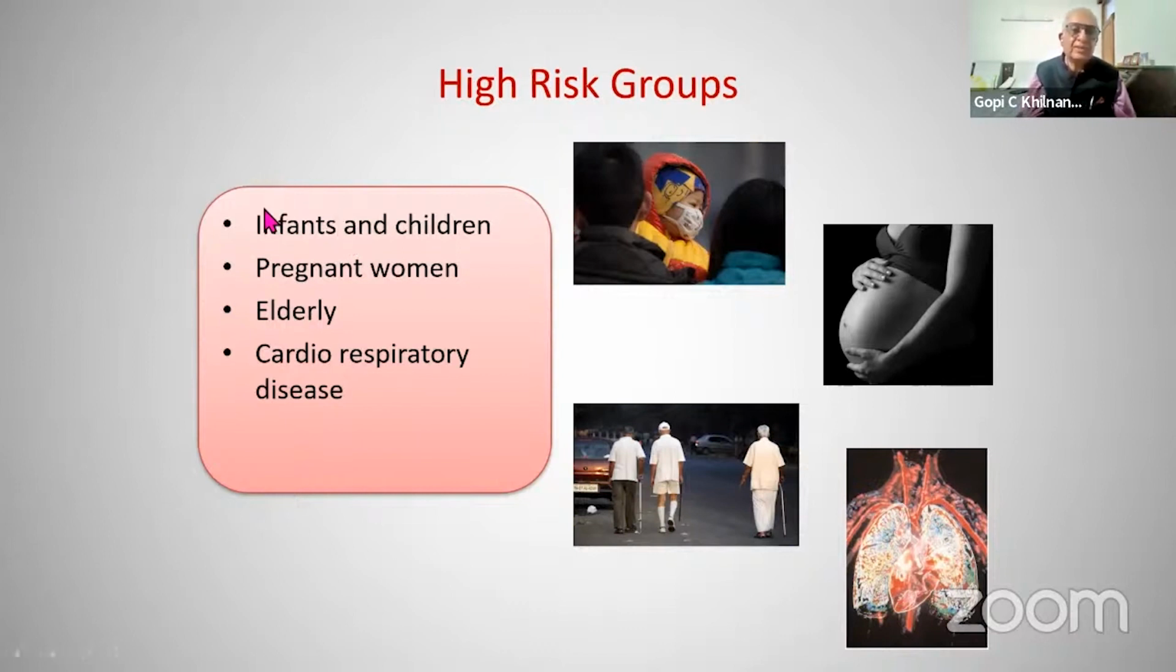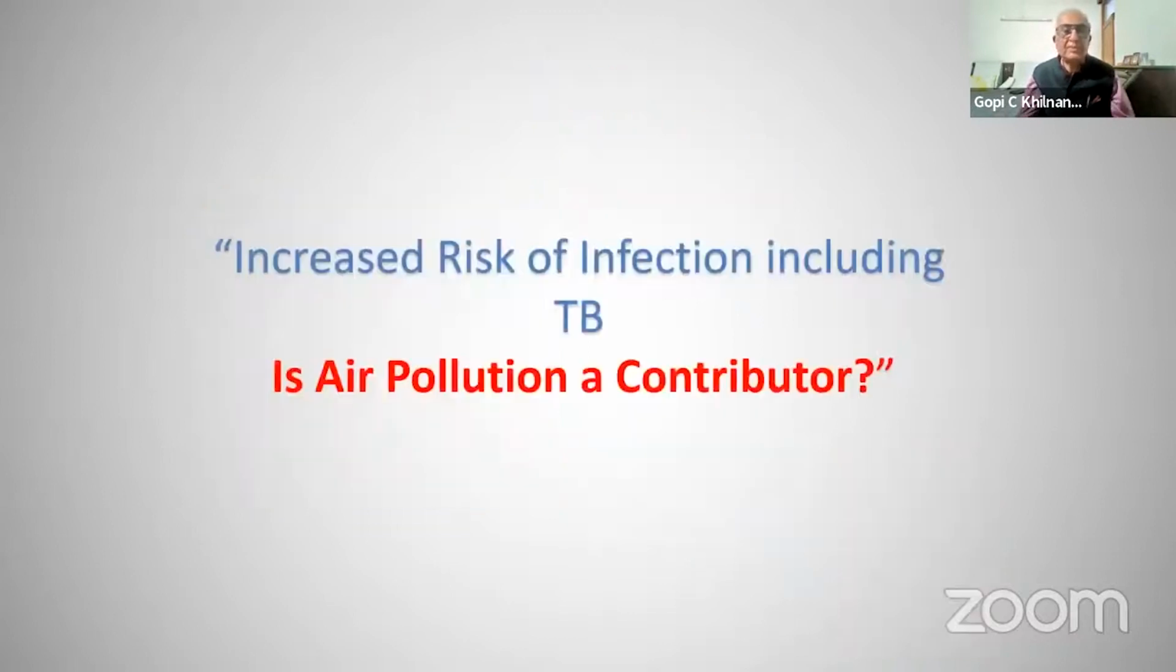So infants and children are affected, pregnant women are affected, there is an incidence of IUGR also, elderly are affected, and children who are born to mothers who are exposed to a large amount of air pollution, the baby's health, also the respiratory health, is adversely affected. Now, this does not restrict to COPD or asthma or lung cancer.